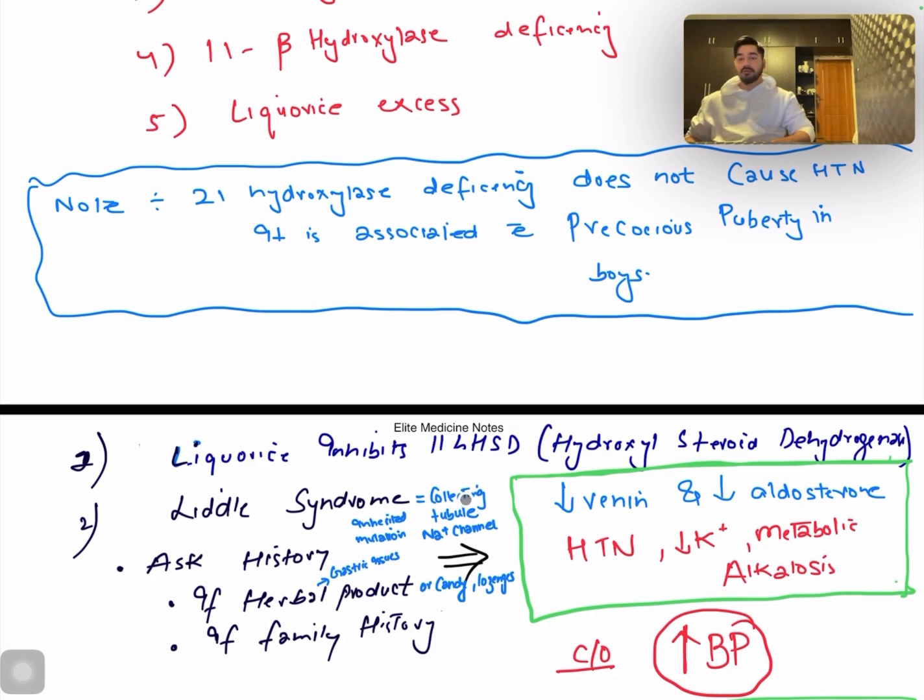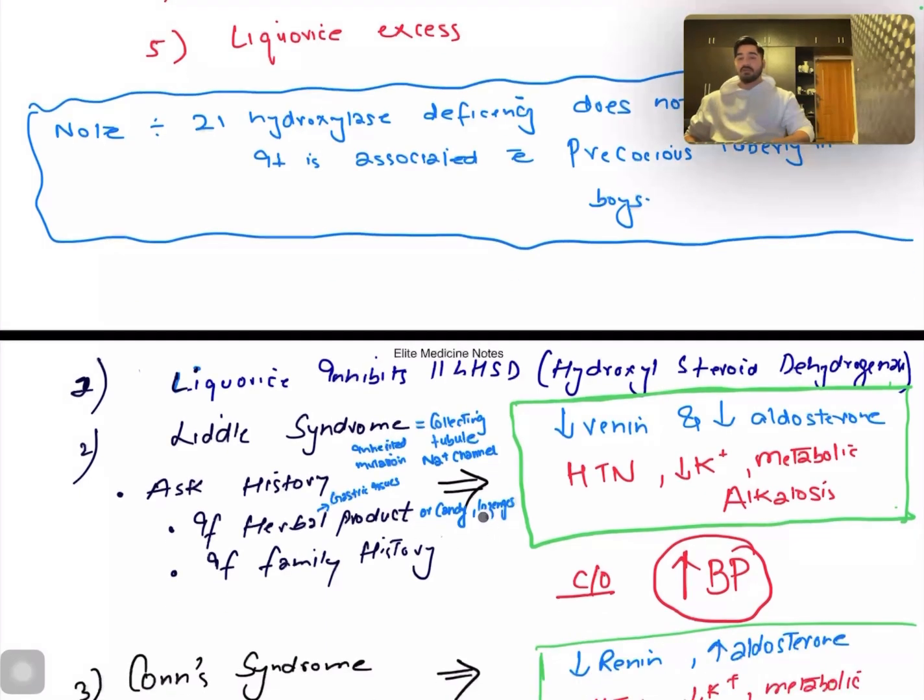Okay, so licorice excess is like a herbal remedy. Patients used to take it in ancient times for gastric issues, and it is also used in candies and lozenges for cough. Now you can differentiate these two conditions from Conn syndrome. If the patient is coming with hypokalemia and hypertension, and Liddle syndrome is the cause, then there will be a positive family history because it is an inherited condition. And in licorice excess, you can ask about the history, whether the patient has taken any herbal product or candy or lozenges. Okay, so we can easily differentiate Liddle syndrome, licorice excess, and Conn syndrome.